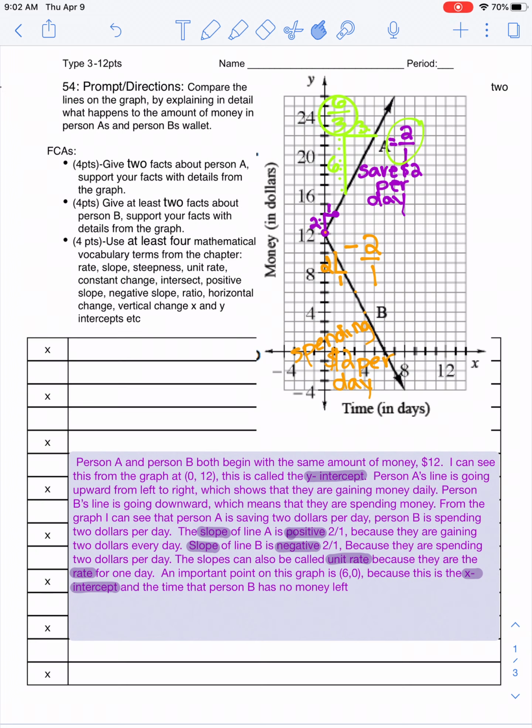From the graph, I can see that person A is saving $2 per day. Person B is spending $2 per day. The slope of line A is positive 2 over 1 because they are gaining $2 every day. The slope of line B is negative 2 over 1 because they are spending $2 per day. The slopes can be called the unit rate because they are the rate for one day. An important point on this graph is 6, 0 because this is the x-intercept and the time that person B has no money left.